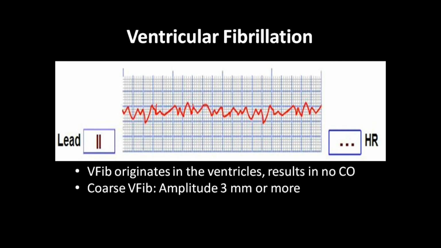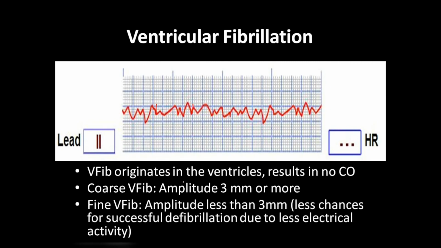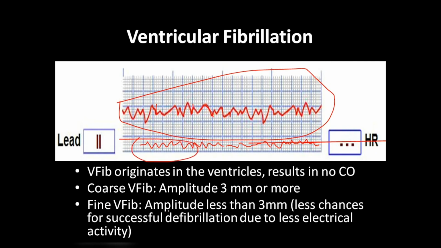Fine ventricular fibrillation has an amplitude of less than 3 mm. Okay, this is coarse ventricular fibrillation, but there may be some fine ventricular fibrillation. This is an example of coarse ventricular fibrillation, whereas here we have fine ventricular fibrillation. The fibrillatory waves may not go above 3 small boxes. So this kind of rhythm is called fine ventricular fibrillation.